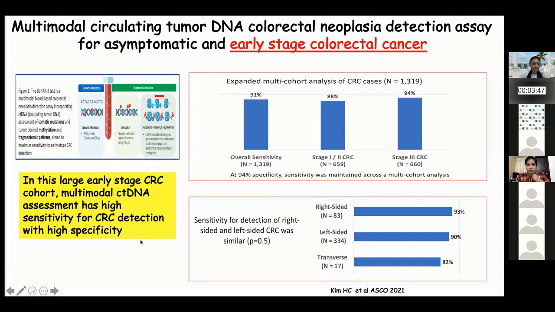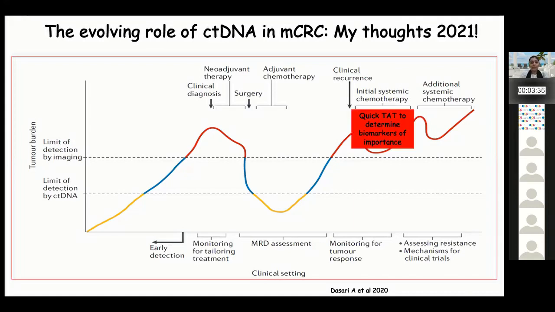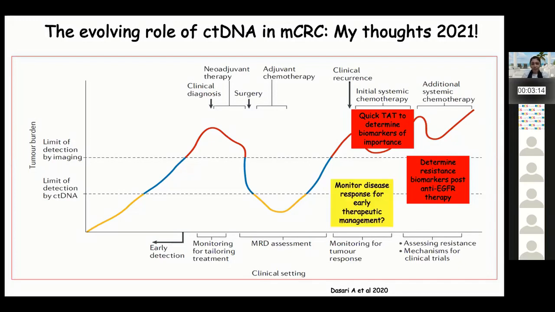And I'm more excited about this realm. So in my final slide, these are my thoughts as to where I tend to use liquid biopsies in patients with CRCs. I think it's very important to understand that there's a quick turnaround time to determine biomarkers of importance. And I tend to do this a lot when I know that the tissue biopsy is going to take a long time. It allows us, and I use this frequently, to determine resistant biomarkers post anti-EGFR therapy. And I think we have enough data for these two areas in terms of mCRC patients.